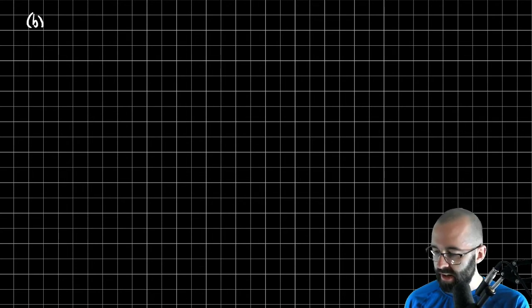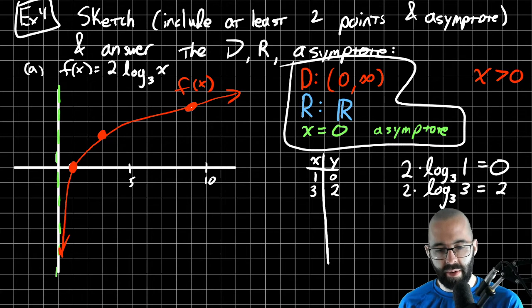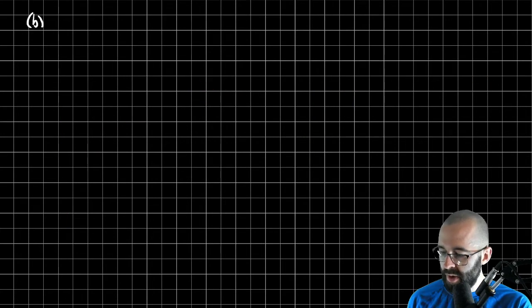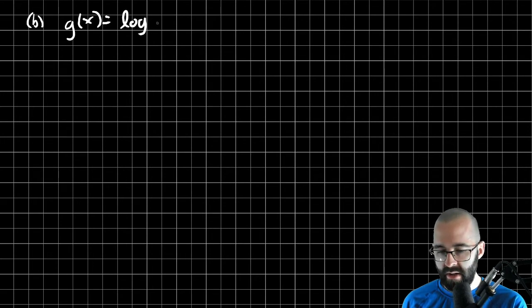Wait, did I answer everything I wanted to? Included the points, included the asymptote, domain, range, asymptote. There we go. Let's do part B. Part B was saying g of x equals the common log of 4x plus 16, plus 4.